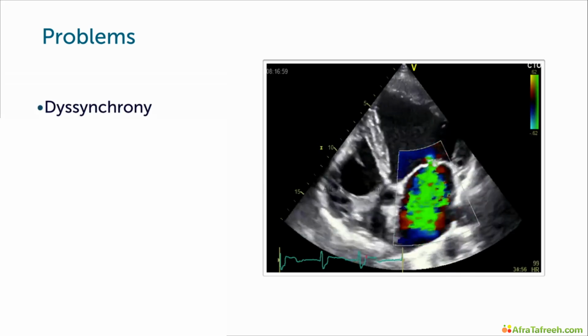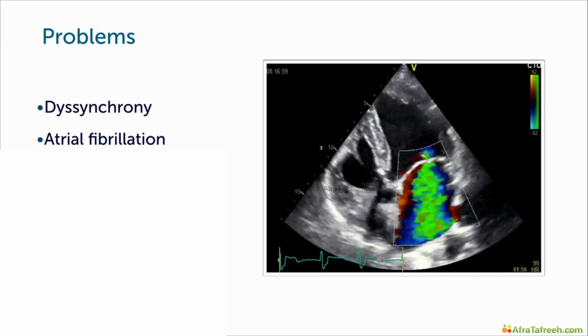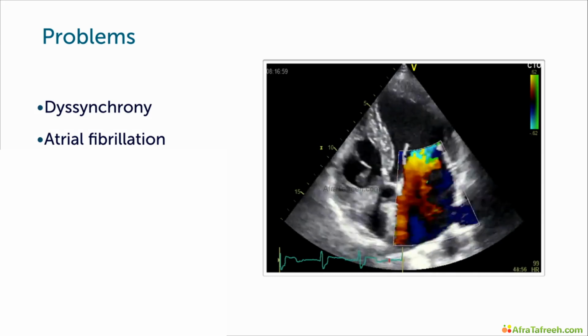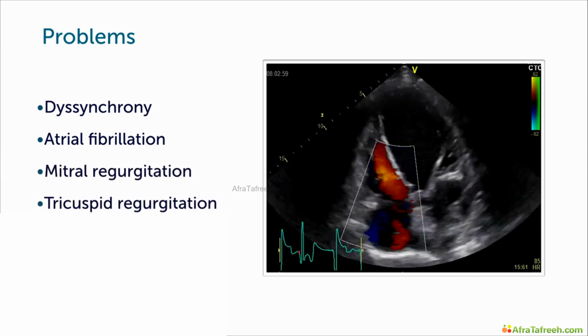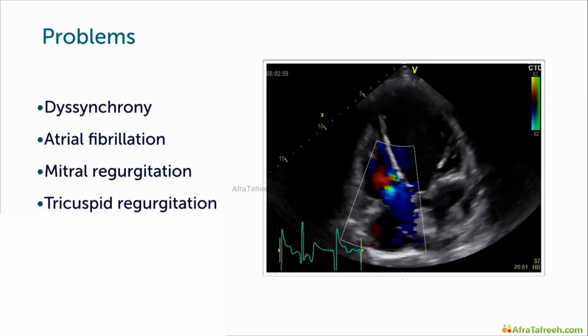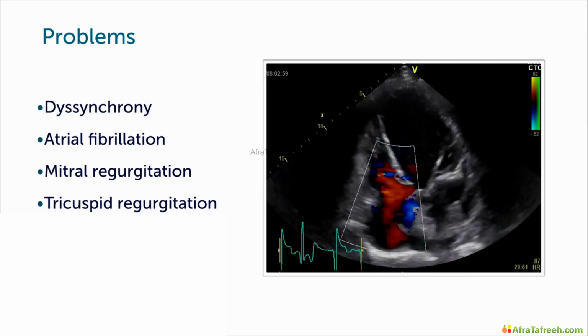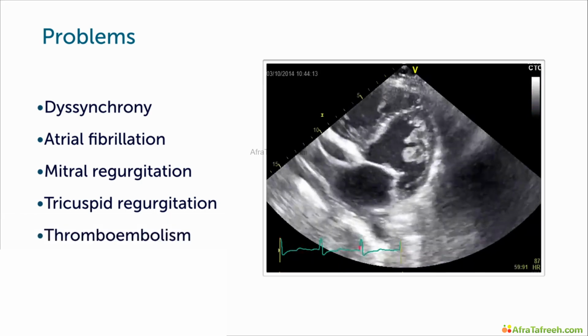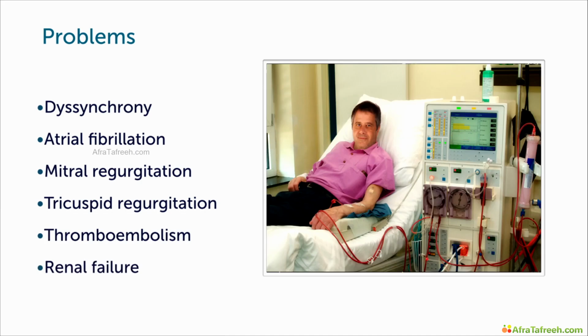Dysynchrony, left bundle branch block, atrial fibrillation because we've got a dilation of the left atrium due to either regurgitation or to the elevation of filling pressures. Mitral regurgitation, also already mentioned. Tricuspid regurgitation, as in this patient who also has a pacemaker, which is an additional, of course, trigger for tricuspid regurgitation. Thromboembolism, you'll see examples of this in this lecture. And even renal failure, which again is not good for the heart because then we have a disturbed fluid balance, which is also not good for the ventricle.